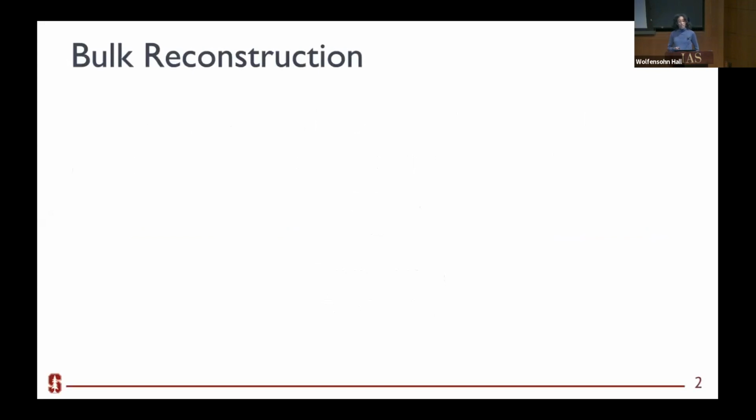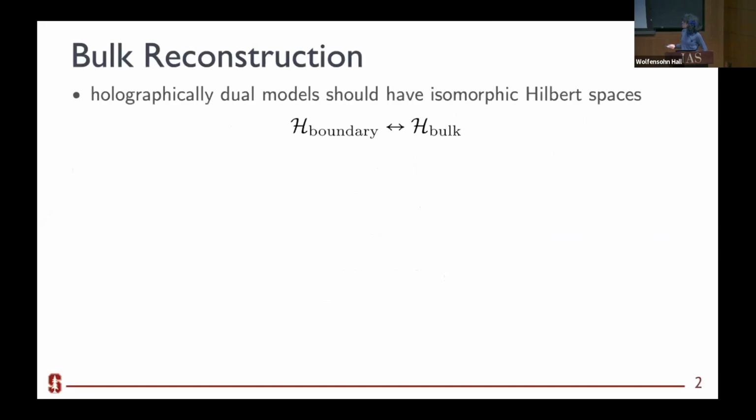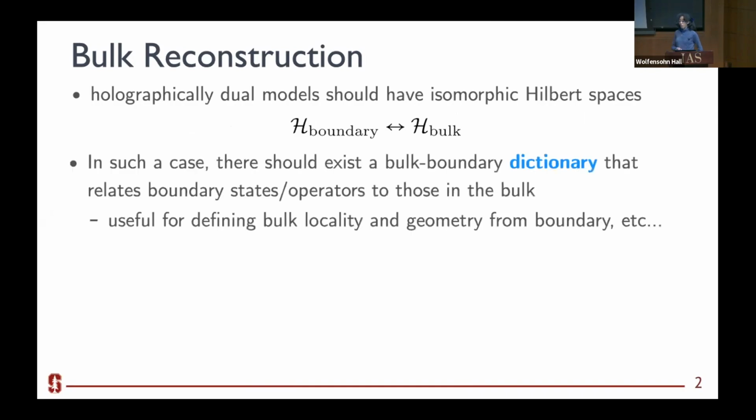So I'll begin briefly by motivating bulk reconstruction. Bulk reconstruction is of interest in the context of holographic duality because it allows us to map observables on the two sides of the duality and, in particular, construct the bulk observables from the boundary data. This is enabled by the fact that holographically dual models should have isomorphic Hilbert spaces, so there should be a unitary that relates them. The bulk reconstruction is actually facilitated by a dictionary that allows you to map boundary states and operators to those in the bulk. This is of interest because it allows us to describe things like the emergence of bulk locality and geometry from the boundary perspective.